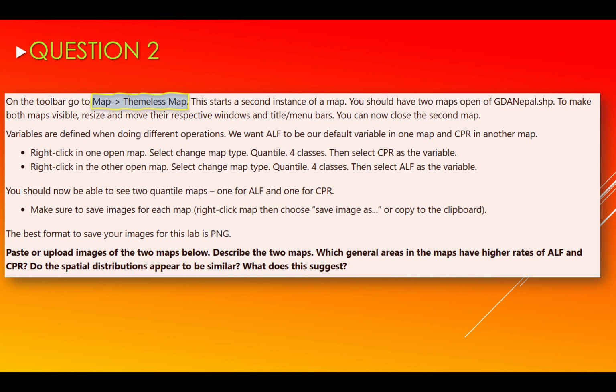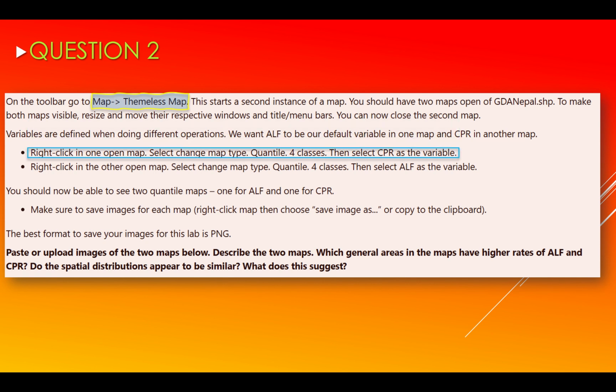So you're going to go to the menu, go to map, go to themeless map, and this will open up another instance or another version of the map you already have open. So on your desktop, on your screen, you'll have two maps of the shape files. And the purpose of question 2 is to analyze the classification of data for two different variables.